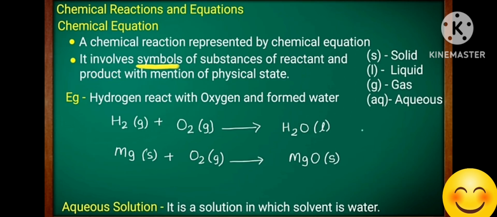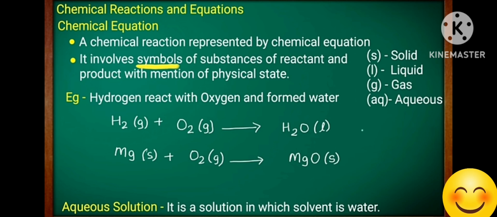Till here we have learnt about chemical reactions. Let us know the definition of a chemical equation. A chemical reaction is represented by a chemical equation. It involves symbols of the substances, reactants and products, with mention of physical state. We have to write the substances as symbols. The physical state is nothing but solid, liquid, gaseous and aqueous solutions.